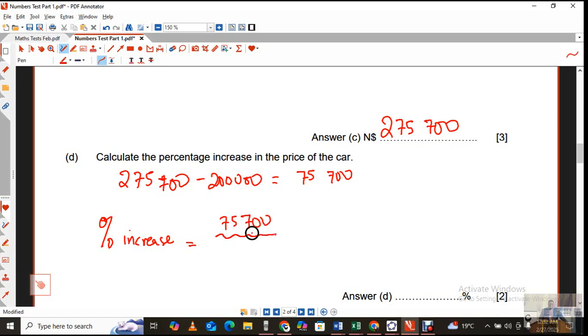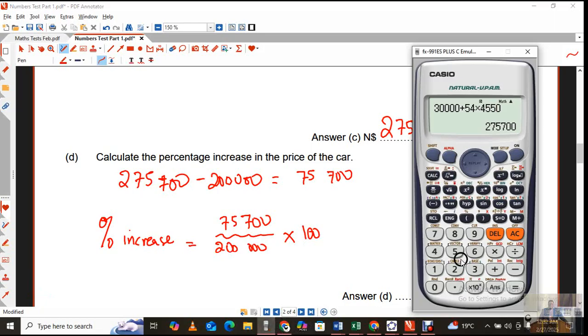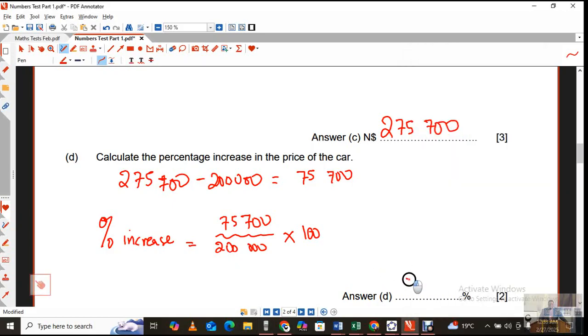That is going to be 75,700. Then you put it all over the original amount, how much the car costs, and multiply that by 100. So let's see what that gives us. 75,700 upon 200,000, and you multiply your answer by 100. Of course, that is 37.85%. So 37.85%, or anything around that.